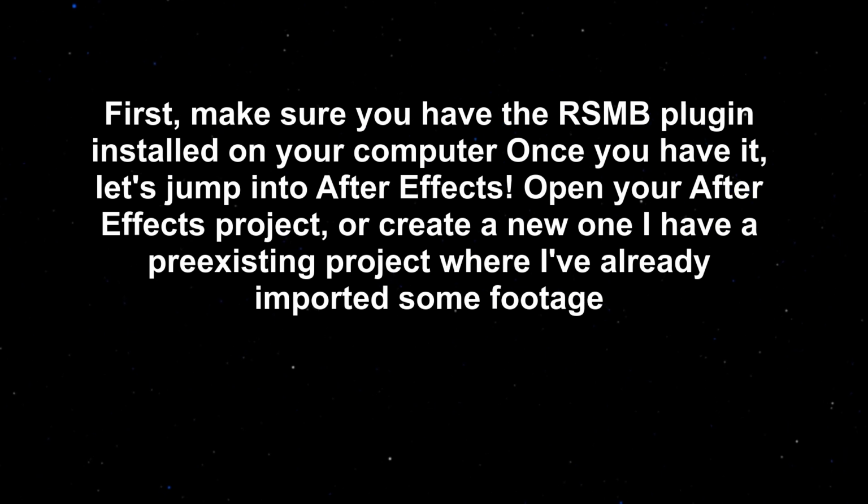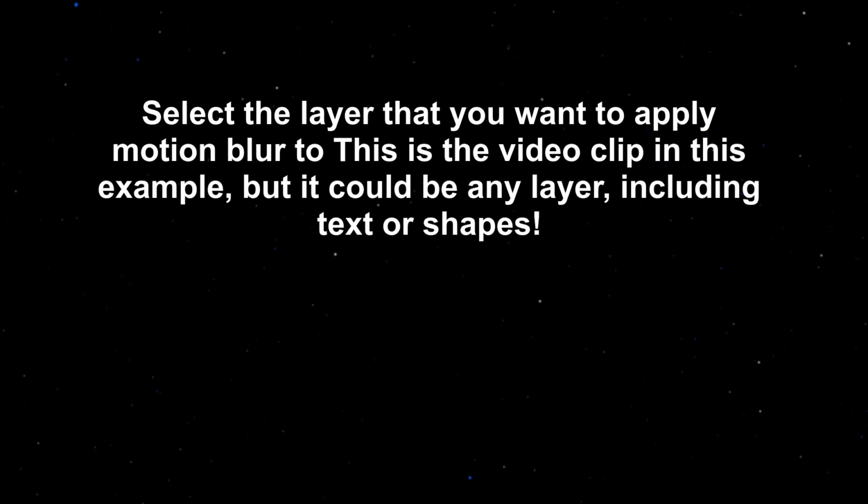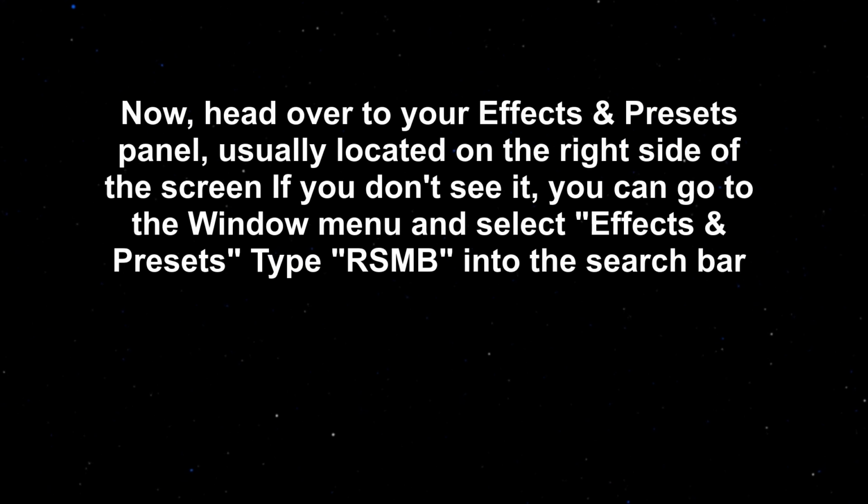I have a pre-existing project where I've already imported some footage. Select the layer that you want to apply motion blur to. This is the video clip in this example, but it could be any layer, including text or shapes. Now, head over to your Effects and Presets panel, usually located on the right side of the screen. If you don't see it, you can go to the Window menu and select Effects and Presets.